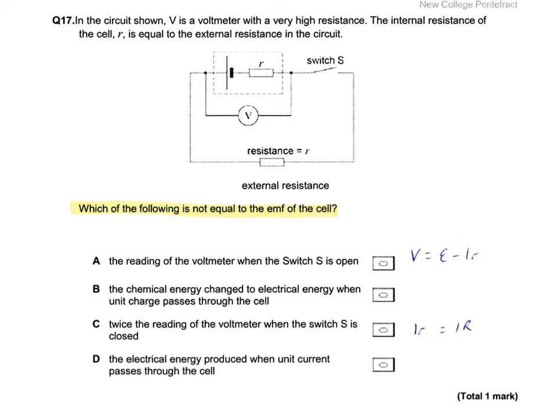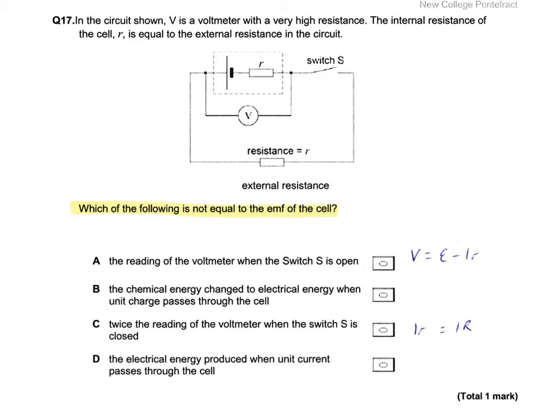The chemical energy changing to electrical energy when a unit charge passes through the cell, definition almost of EMF, that is true, therefore not my answer. Twice the reading on the voltmeter when the switch is closed. The EMF, so when the switch is closed, I've got a PD there and a PD there, both equal to I little r. So that EMF is divided equally between those two resistances, and so that one is also true.